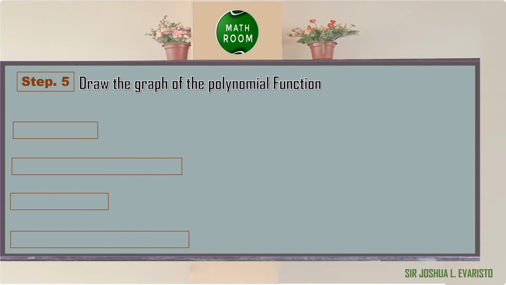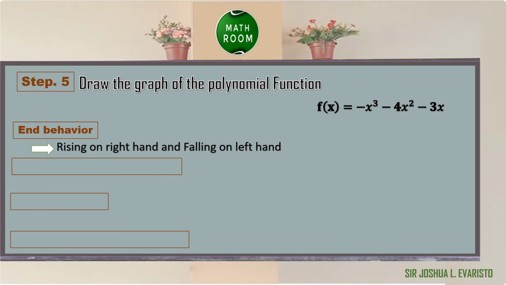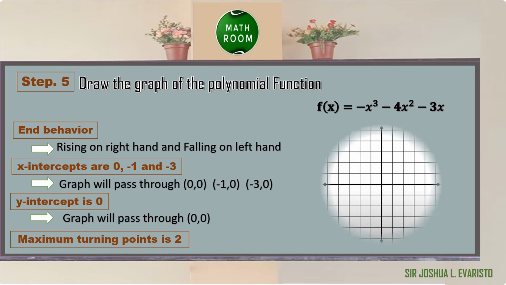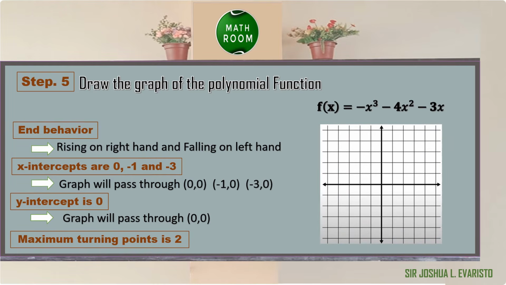For the last step, we can now draw the graph of a polynomial function using the given information. The end behavior of the graph is rising on the left hand and falling on the right hand. The x-intercepts are 0, -1, -3, which means that the graph will pass through points (0, 0), (-1, 0), (-3, 0). The y-intercept is 0, which means that the graph will pass through point (0, 0). The maximum number of turning points is 2.